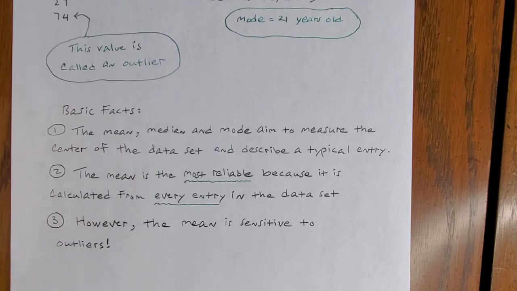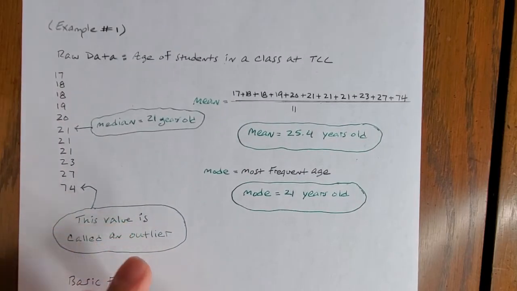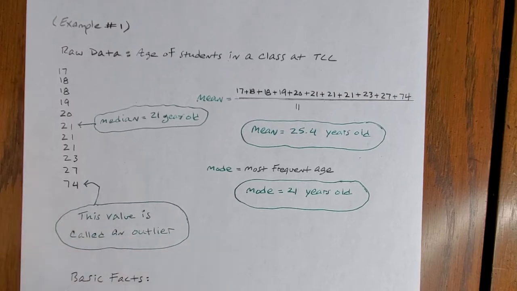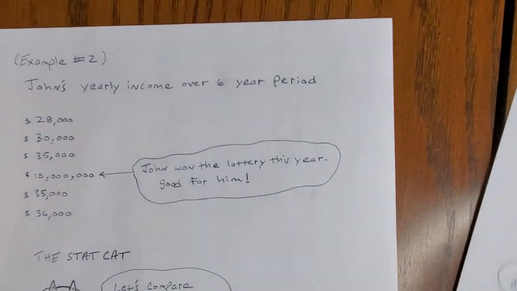Now, so let's do this. Let's look at an example then. Here's my first example, just to get us thinking the right way again. And I want to remind you what an outlier is. So let's look over here to see something a little more extreme.